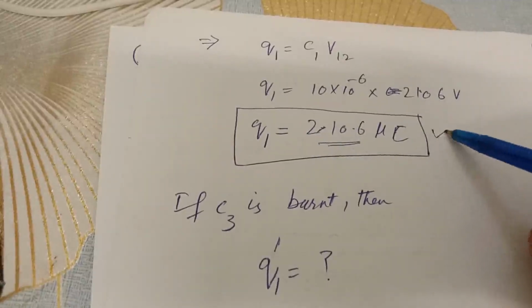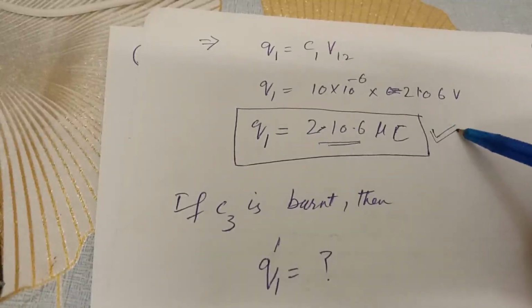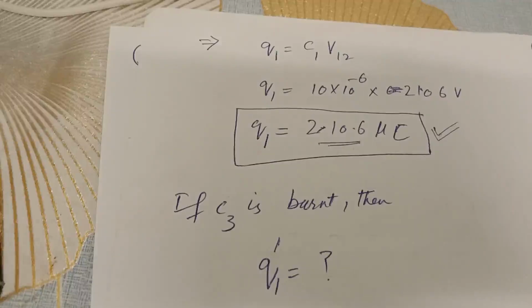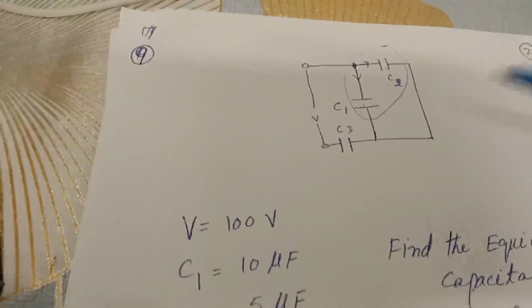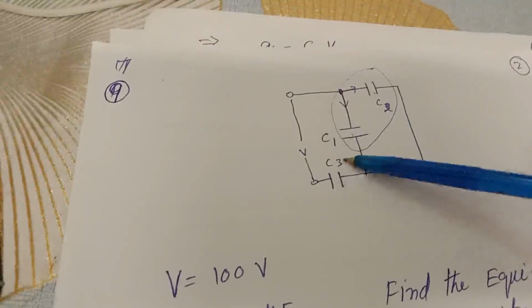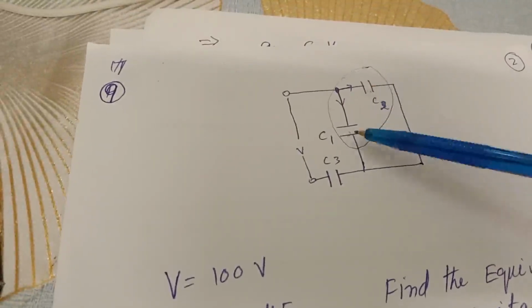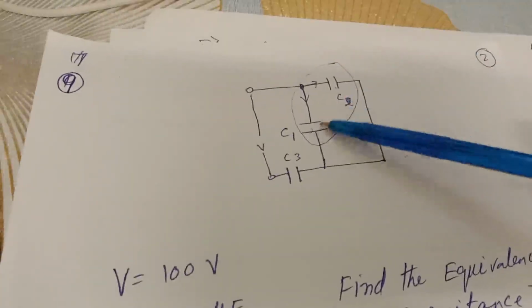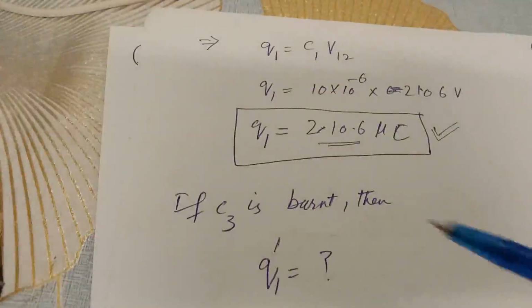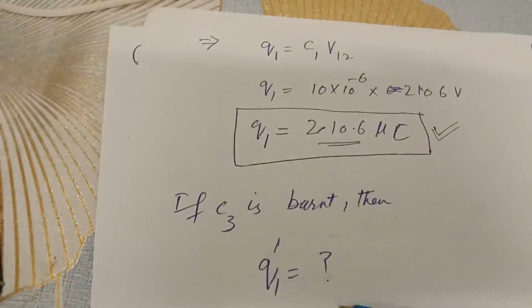This is in the original circuit, where C3 is present. Now, what happens if C3 is burnt or replaced? It is just removed, so we are left with C1 and C2. They are in parallel. So what will be the charge on C1 now? Q dash is the new charge across C1. The equivalent capacitance is 15 microfarad.